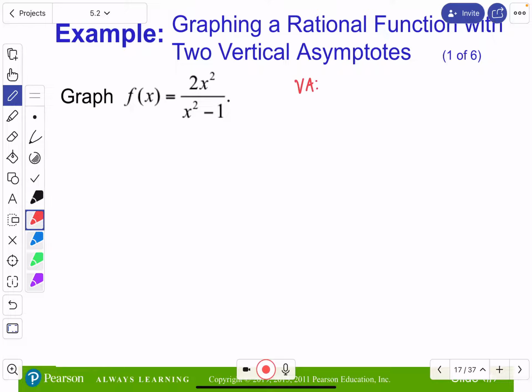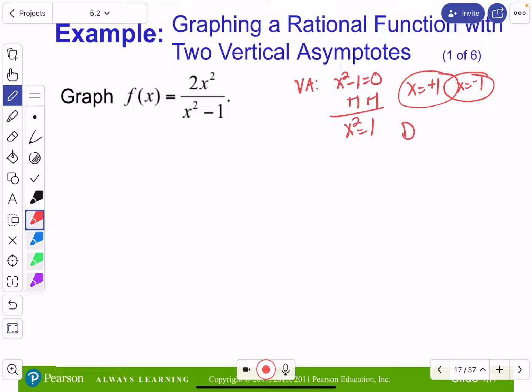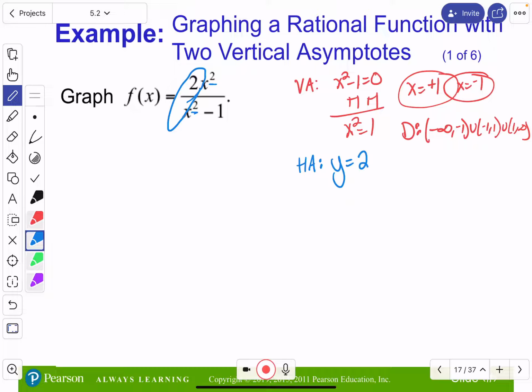Okay, vertical asymptote, denominator equals 0. So if x² equals 1, our asymptotes are going to be +1 and -1, which makes our domain -∞ to -1, -1 to 1, and 1 to infinity. Degree is 2 on the top and the bottom, so we use the leading coefficients to get our horizontal asymptote, which is 2/1, or 2.